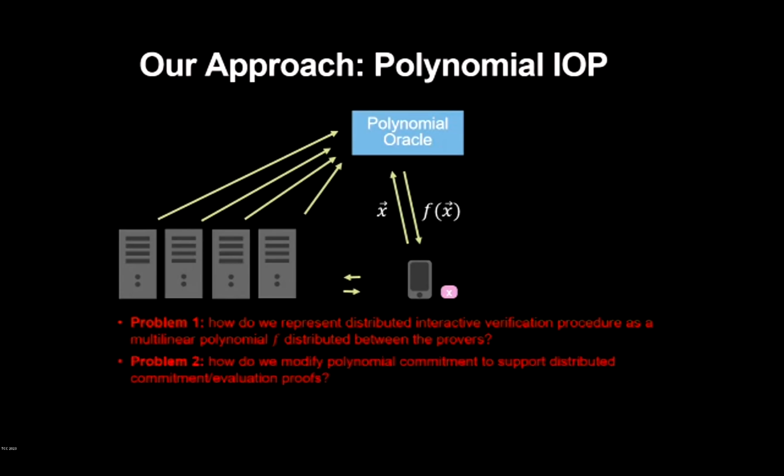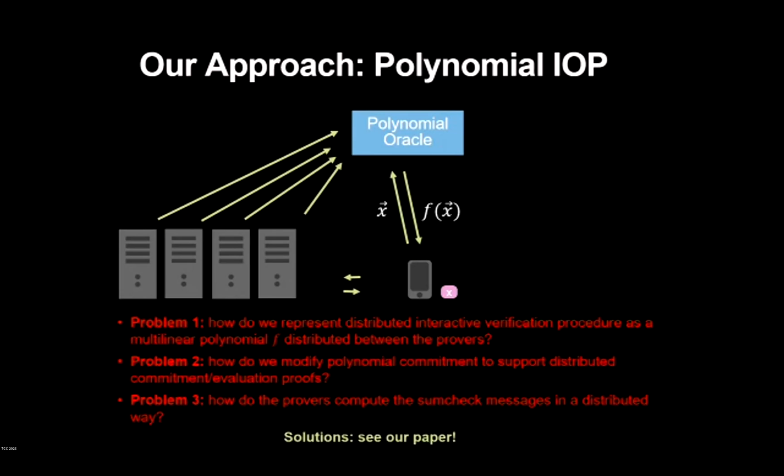So problem two is how do we modify the polynomial commitment to allow for distributed commitment and evaluation? And the third is how do we get the provers to compute the sum check prover's messages in a distributed way? And so for the solutions to these questions, I'll refer you to our paper. So that's all I had. Thank you.